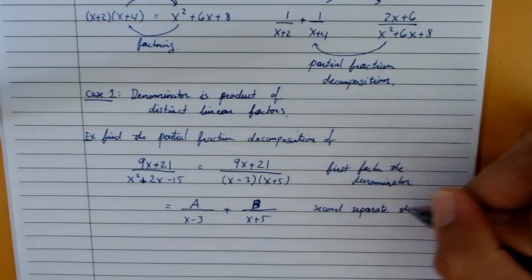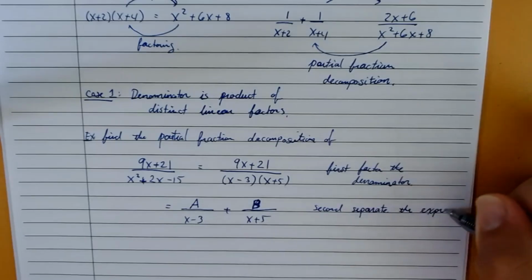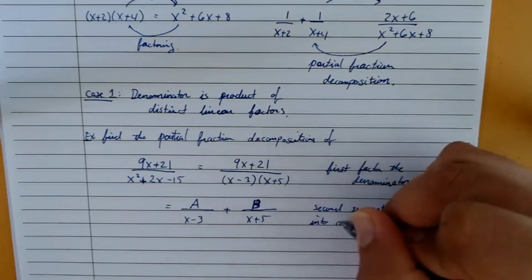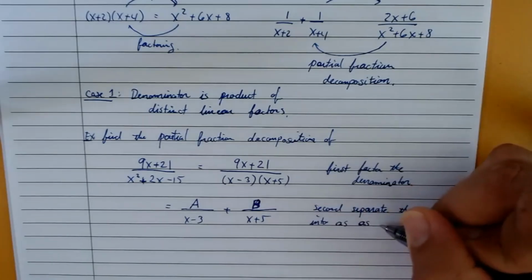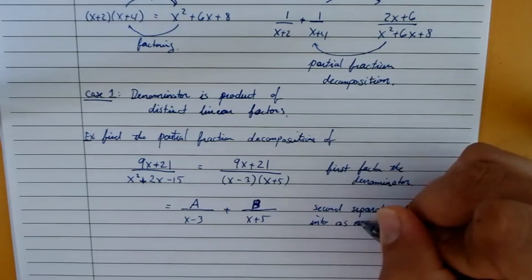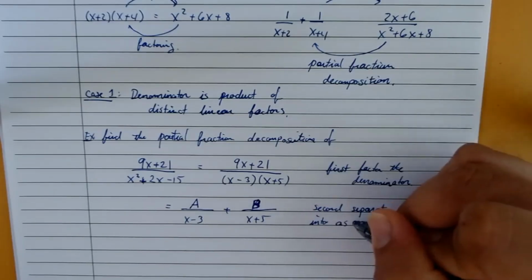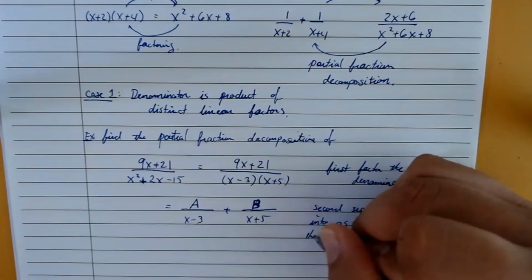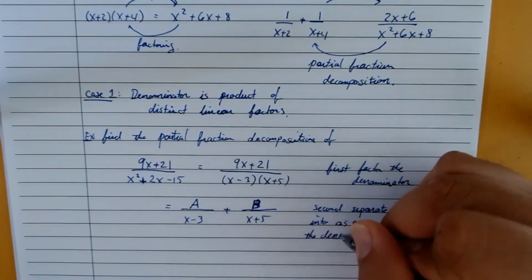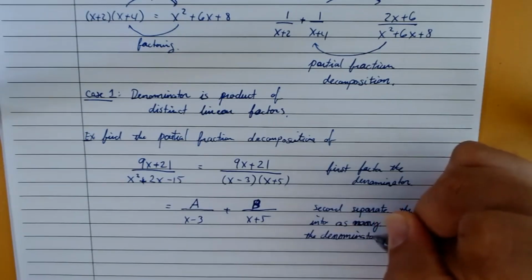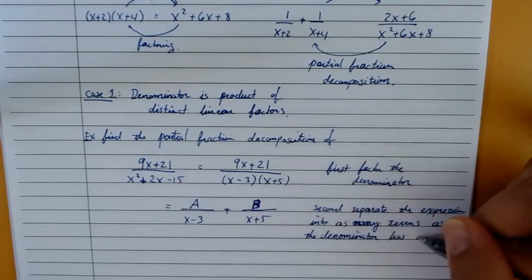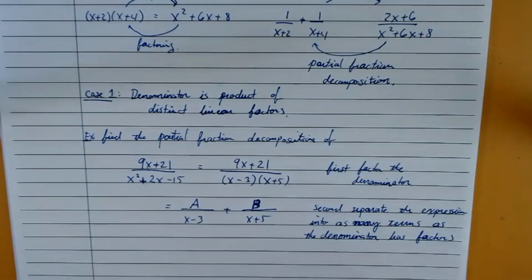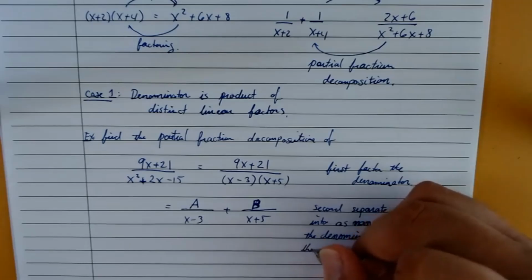Separate the expression into as many terms as the denominator has linear factors. So here are 2 factors, 2 terms. The numerators are constant.